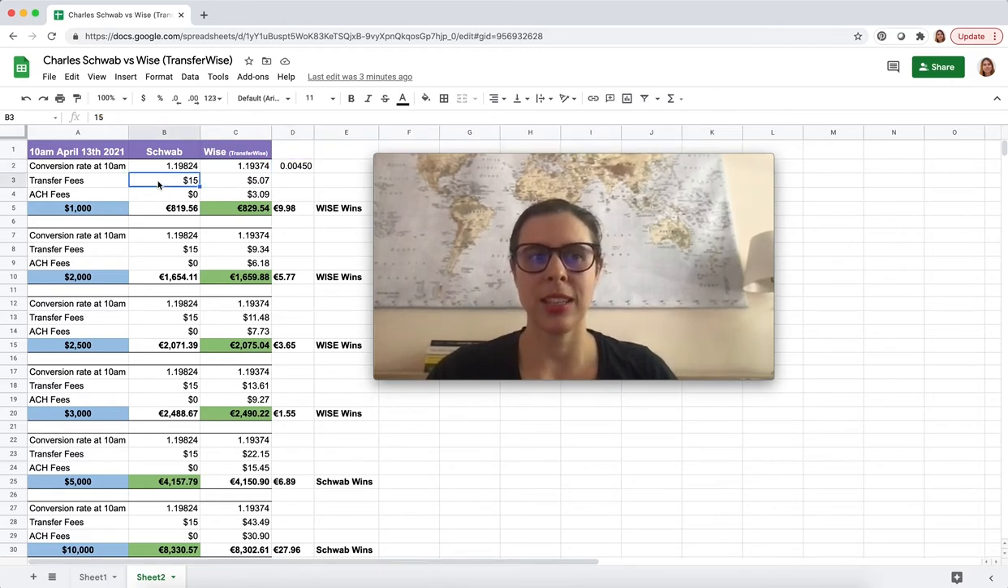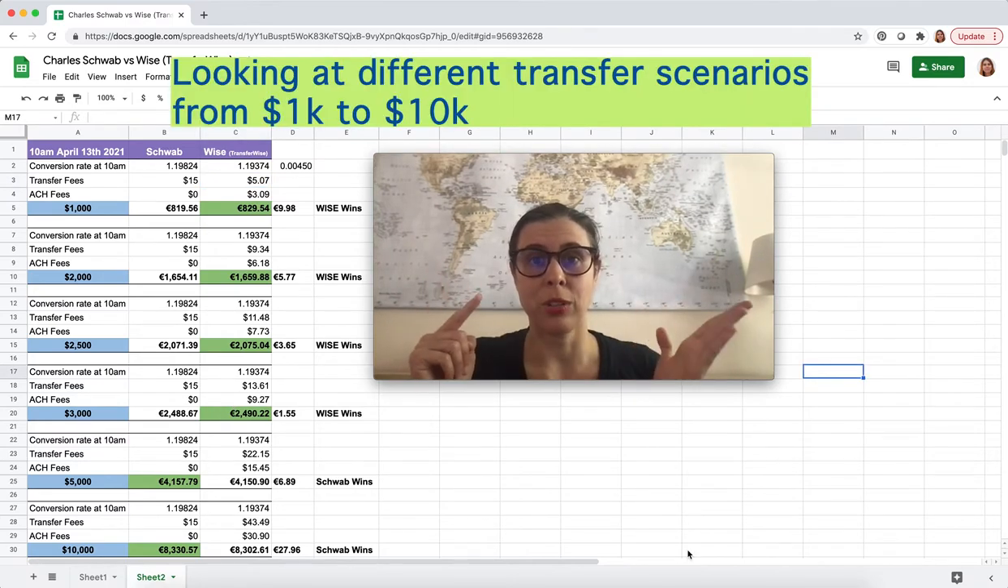You can also see that the transfer fees for Schwab are always the same, independent of the amount you're converting. Again, this $15 is what I see on my own bank account. When you look at TransferWise, as you transfer higher amounts, those fees also increase. These are scenarios from $1,000 to $10,000, so we can compare in which situation it is better to transfer with Schwab or Wise.